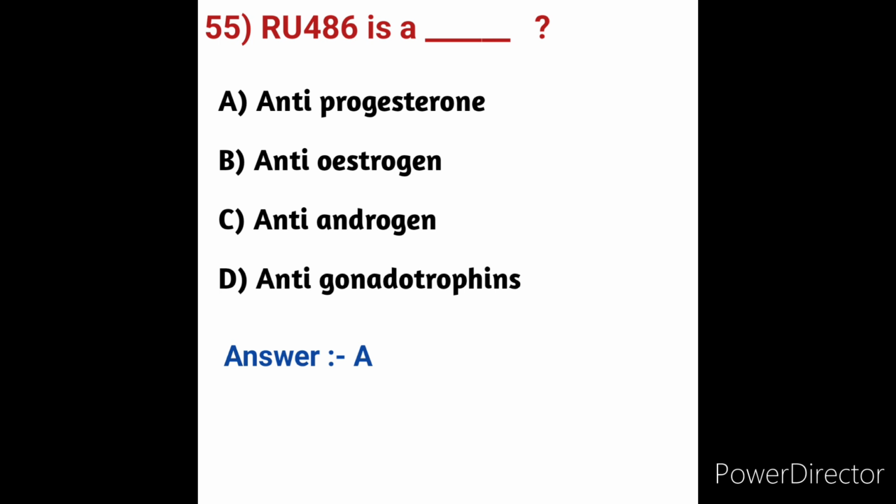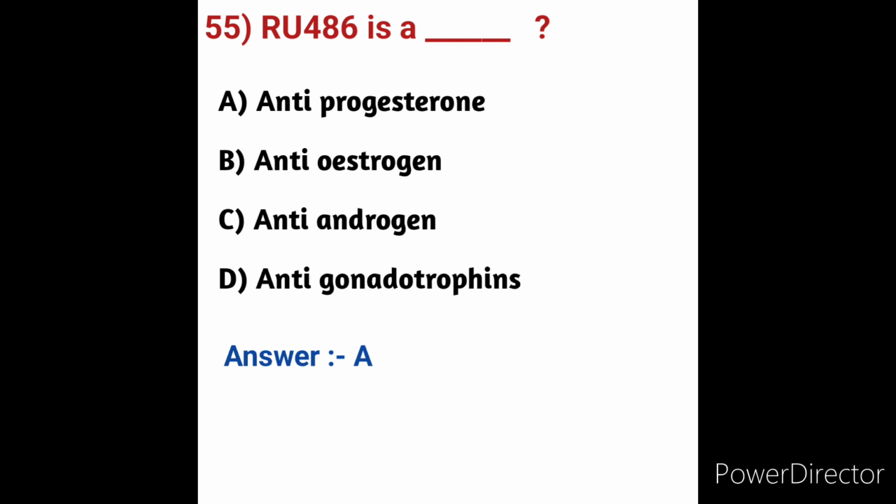RU486 is also called mifepristone. Okay friends, it can be used for medical abortion during pregnancy and to manage early miscarriage. It is 97% effective during the first 63 days of pregnancy and less effective in the second trimester. It is 90 to 70% effective in the first trimester of pregnancy. Here RU486 means anti-progesterone. Option A is the correct answer here.